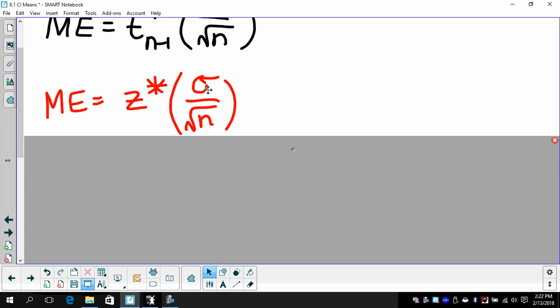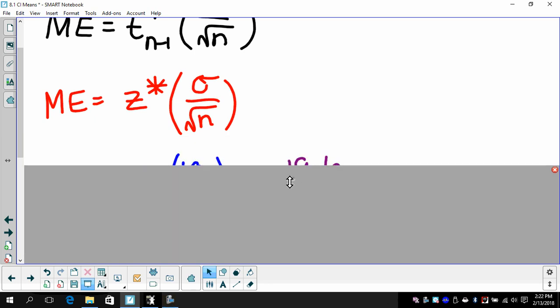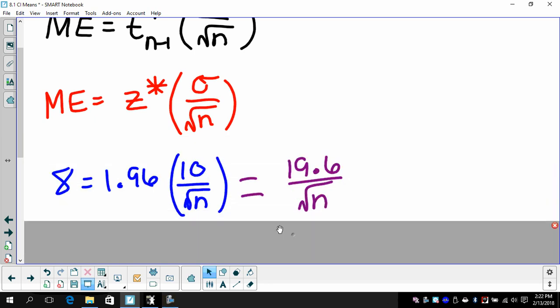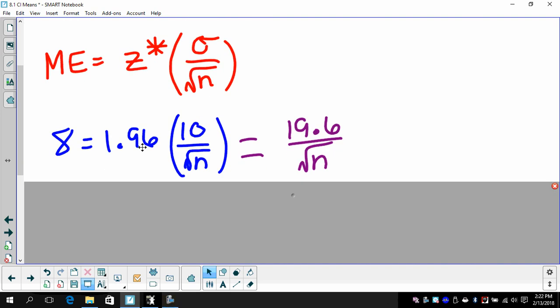So in this example, we think we know what the standard deviation is. We think we know that it's 10. And a z star for 95% confidence is 1.96. They want their margin of error to be 8 minutes. And so it's incumbent upon us to just solve this for n.